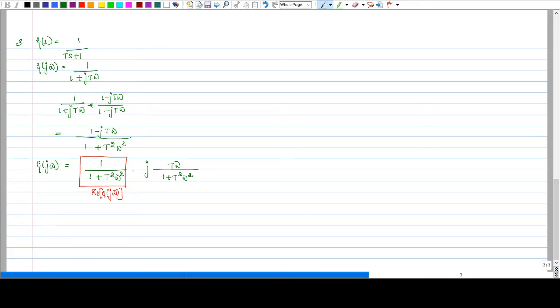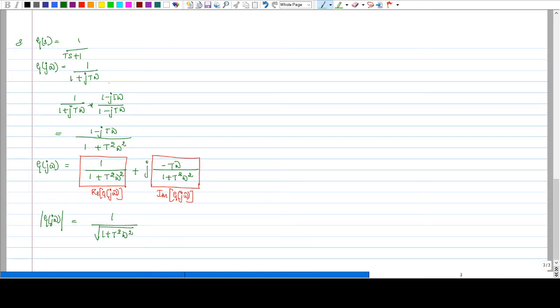I'll make it plus and this is minus. That's it. Okay, so the imaginary part is this. This is your imaginary part of g of j omega. Okay, so the magnitude of g of j omega is equal to 1 divided by root of 1 plus t square into omega square.